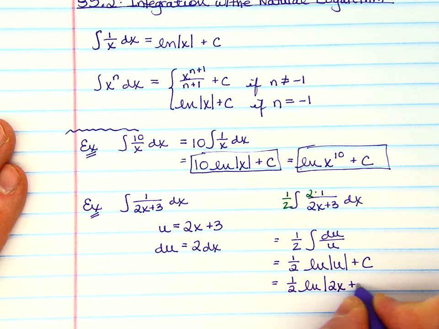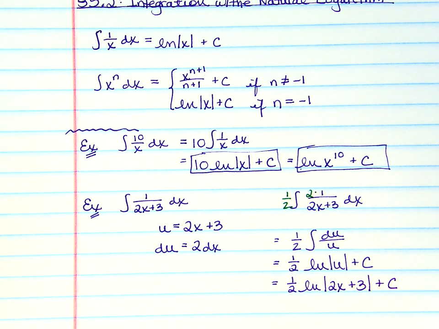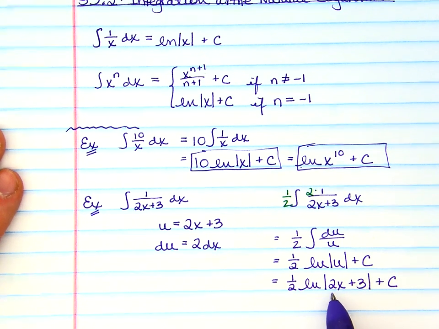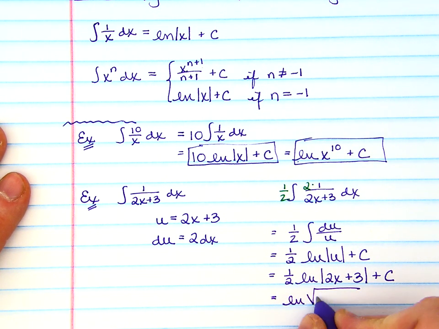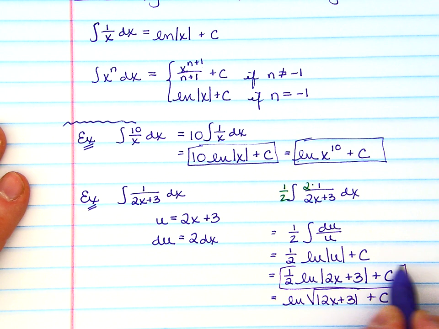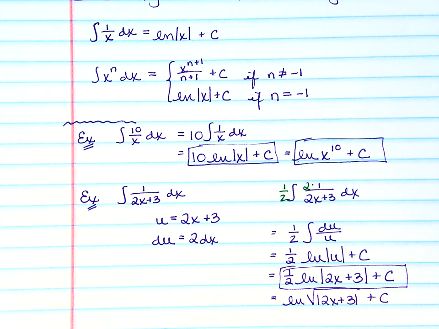One half times the natural log of the absolute value of 2x plus 3 plus a constant. I could make the 1/2 into a power, but since 2x plus 3 isn't always positive, I do need to include the absolute value bars, so I could say the natural log of the square root of the absolute value of 2x plus 3 plus a constant, but I think just leaving the 1/2 out front is also okay.